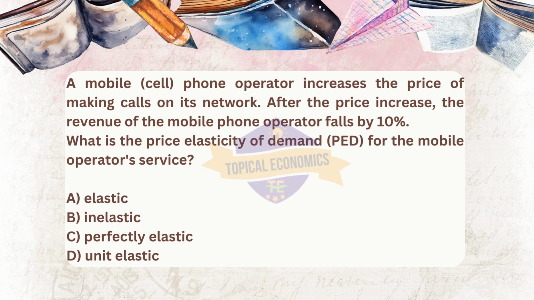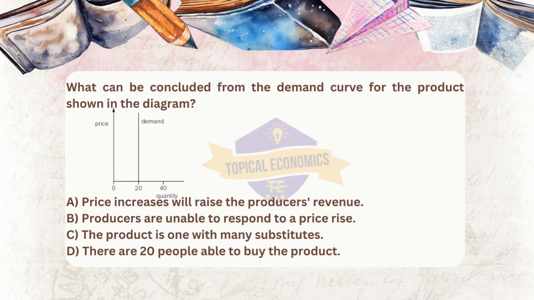Here, since the revenue falls by 10% after the price increase, this indicates that the demand for the mobile operator's service is elastic. In this case, the decrease in revenue due to the price increase shows that the quantity demanded decreased significantly compared to the price increase. Thus, the correct answer for this question is option A, elastic. Moving on to question 17.